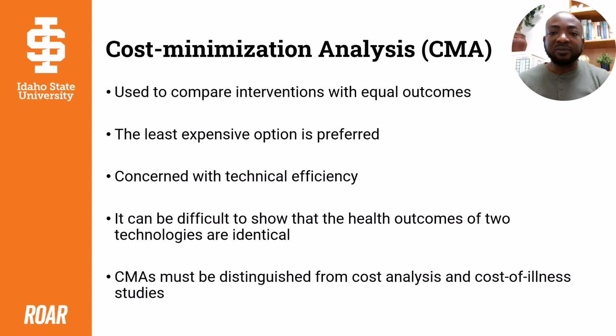Another appropriate use of the results of a cost minimization analysis would be a decision to prescribe a generic drug instead of a brand name drug, which should, in theory, achieve the same effect at less cost. So CMA is concerned with technical efficiency, as the consequences of the alternative treatments being compared are equivalent. However, demonstrating that the health outcomes of two different technologies are identical or equivalent can be both time-consuming and complex.